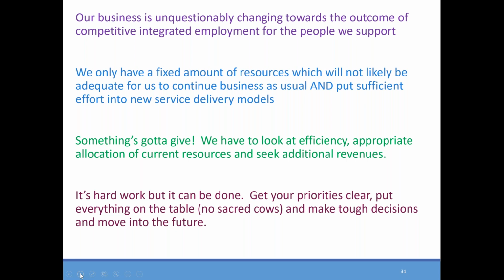So you have to get your priorities clear. You have to have no sacred cows. You have to be willing to make some tough decisions. But if you do all that, I believe you can move very successfully into the future.